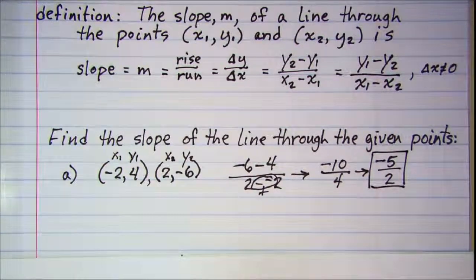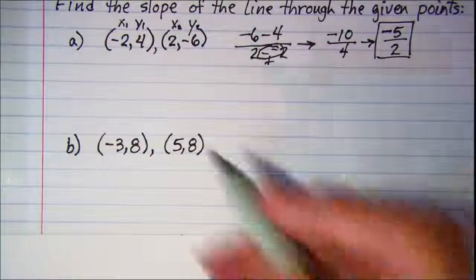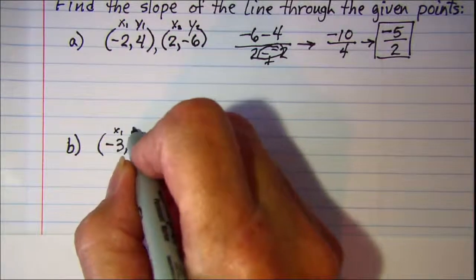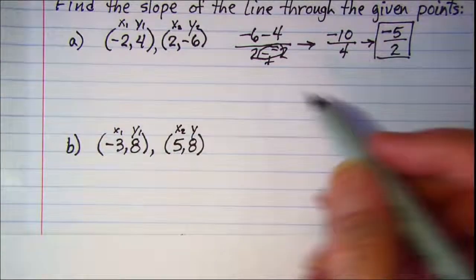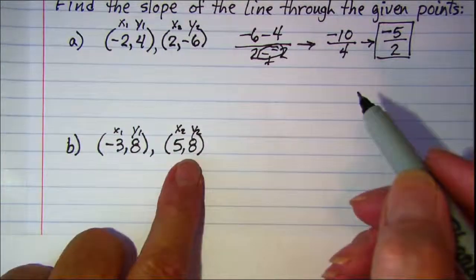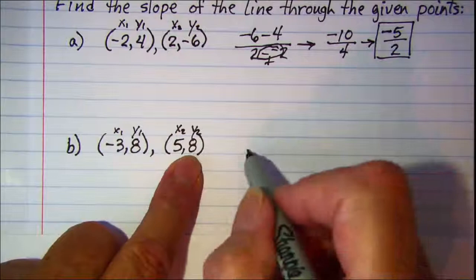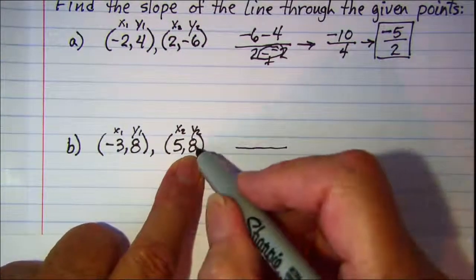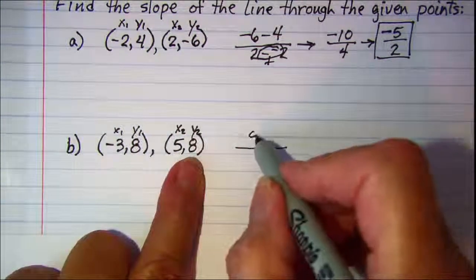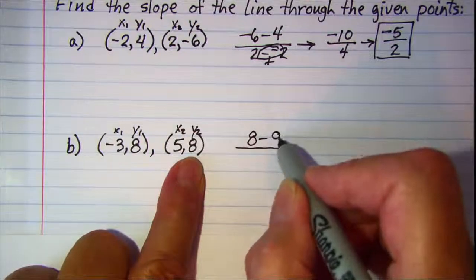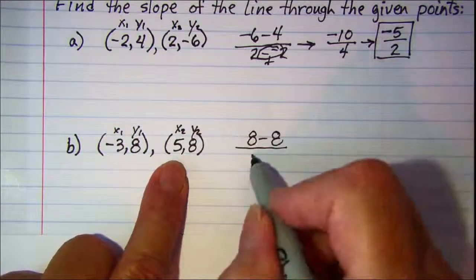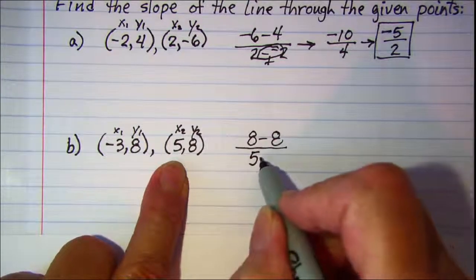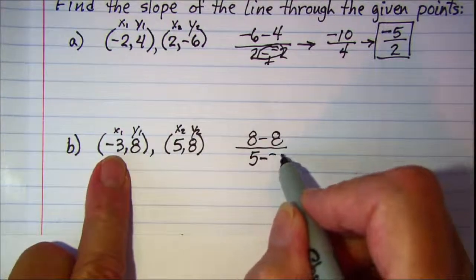Do another one. Again, here's x1, y1 and x2, y2. So I need to grab my y's. Those go in the numerator. So 8 subtract 8. And then come back to the x2 and have 5 subtract negative 3.